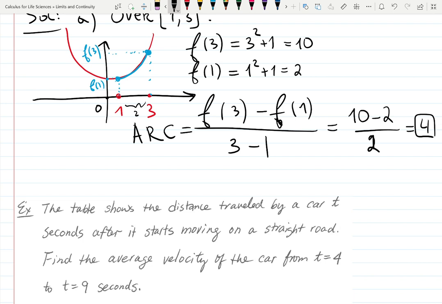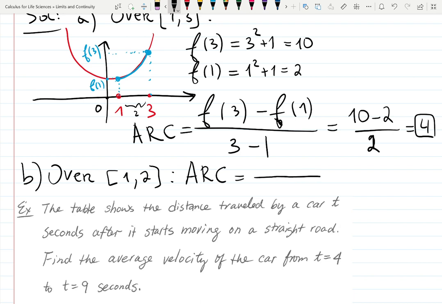Now, who wants to do B? B over, what was the other one? 1 and 2. I will do ARC. Who wants to plug the numbers for me right away? First of all, the denominator is different or not? What is it? 2 minus 1. That's the one I see right away. The moment I see 1 and 2, that is my interval I need to have in the denominator, a difference, change in x. What is going to be in the numerator? f of 2, what is that? 5. And then f of 1, we already have it? 2. So the answer is 3.